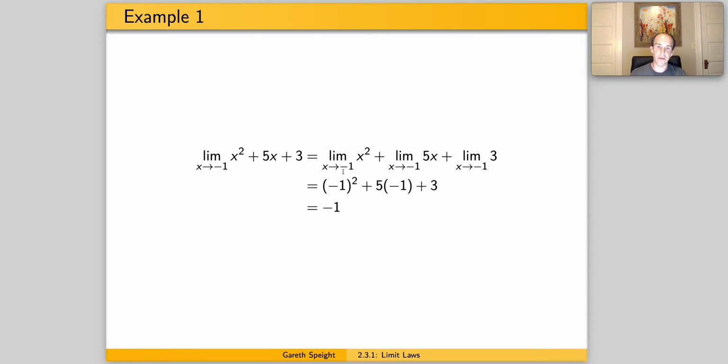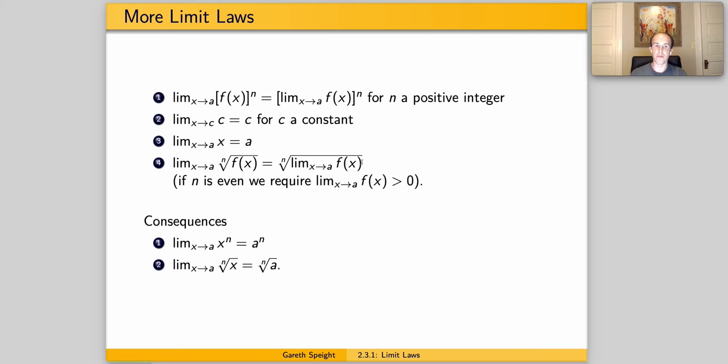Then we can look separately at the limit as x tends to minus 1 of x squared, and the limit of 5x, and the limit of 3. Instead of thinking about everything all at once, we can just think of each of those separately. So for example, first we have to look at the limit of x squared. Well, we said just before that we can interchange the limits and powers here. The limit as x tends to a of x to the n equals a to the n. So in particular, the limit of x squared is going to be a squared.